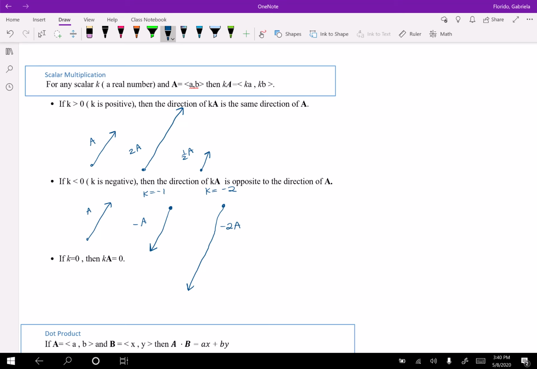If k is equal to 0, then we're going to just multiply the whole vector by 0, and it's going to give us the 0 vector. So we're going to have the 0 vector there.